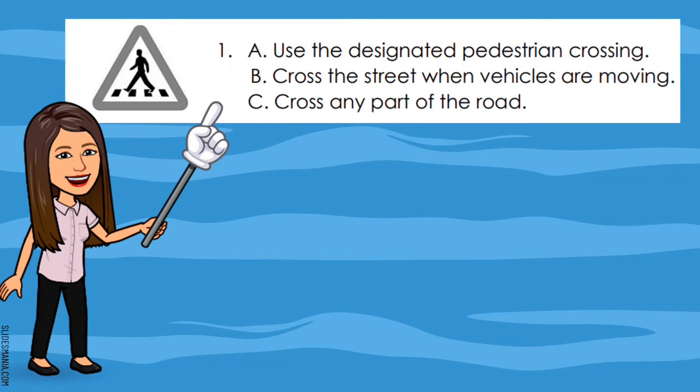Let's take a look at the first picture. What do you think is this symbol? What do you think is the meaning of this sign? A. Use the designated pedestrian crossing. B. Cross the street when vehicles are moving. C. Cross any part of the road. Correct. The answer is use the designated pedestrian crossing.